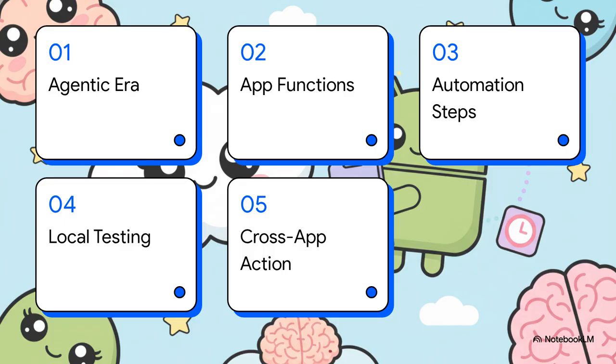Here's our quick roadmap for today. 1. Welcome to the agentic era. 2. Understanding app functions. 3. Automated implementation steps. 4. Local test agent verification. And 5. Live cross-app orchestration.